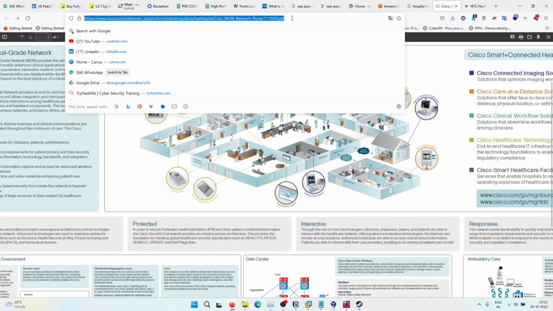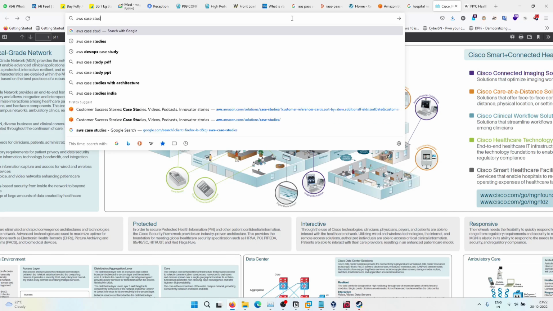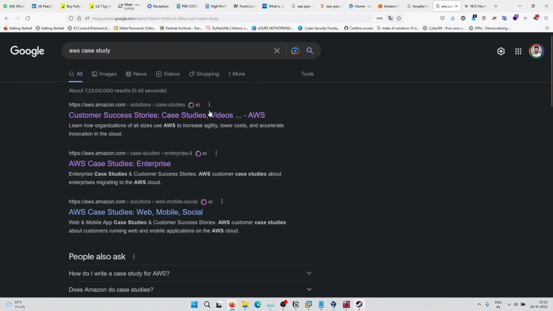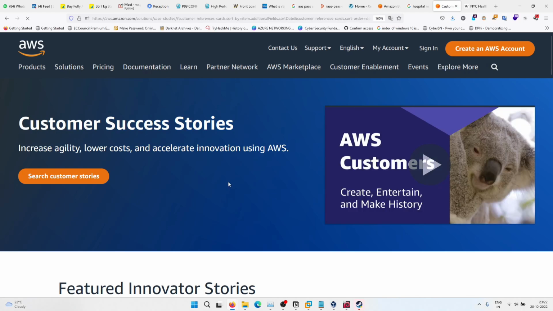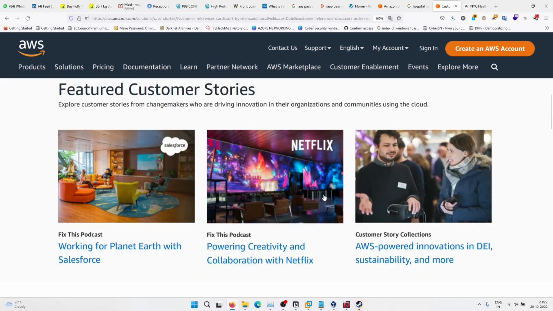So let me provide the AWS case studies. You can go through the customer case studies, as we call them, showing how AWS has resolved solutions for different companies. It handles the Netflix background. AWS is the main partner who holds all the data of Netflix, the cloud part. You can see how flexible they are.